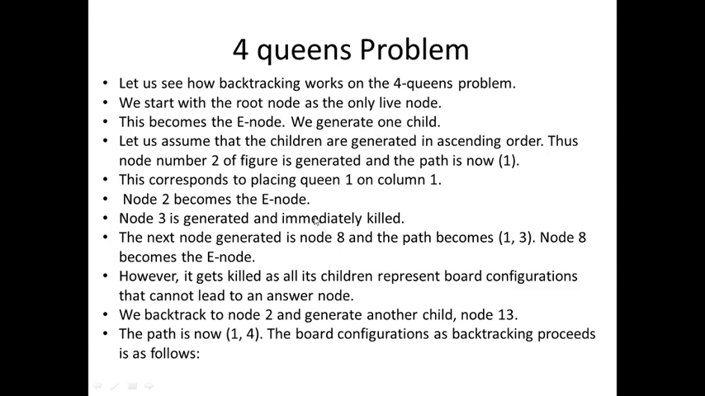And here is another simple problem. The 8 queens problem can be reduced to the 4 queens problem. Let us see how backtracking works on the 4 queens problem. We start with the root node as the only live node. This becomes the E node. That means we will generate one child, and let us assume that children are generated in ascending order. Then you can see which is going to be the E node, which is going to be the dead node, and what is going to be the answer.